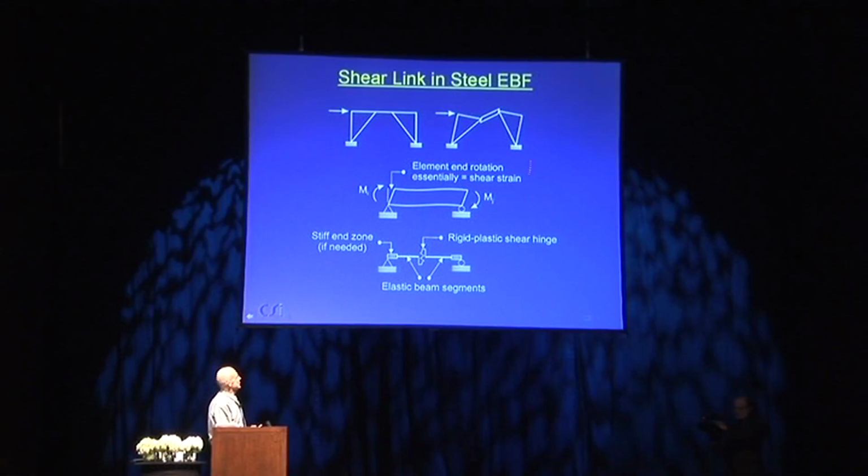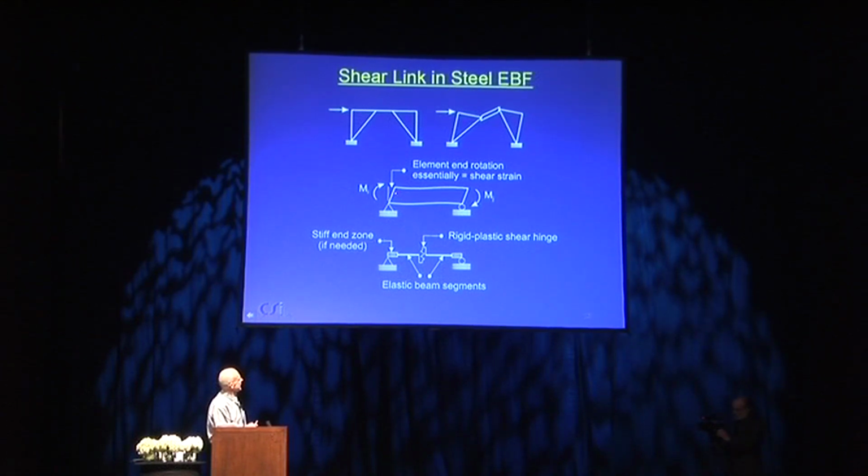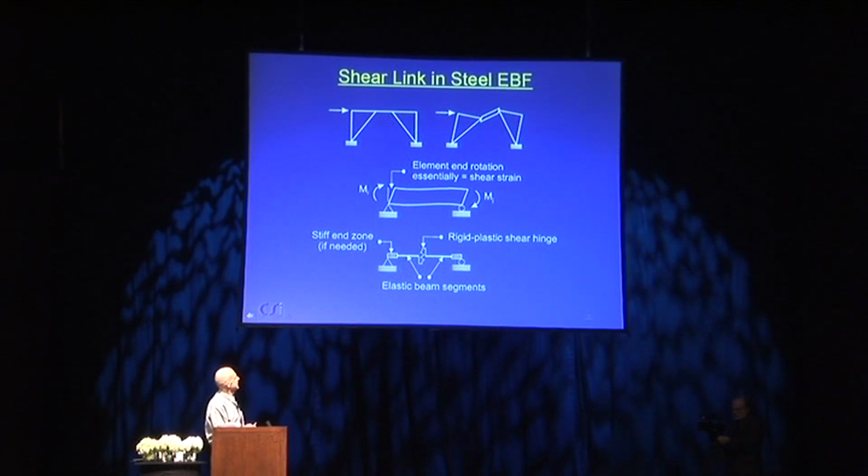If we look at a shear link in an eccentrically braced frame, roughly this is what happens up in here. You get shearing deformation in the shear link, assuming it's properly designed. And this is what the deformation might look like. And it does have some bending because there will be some bending moment, but the dominant deformation is likely to be shear.